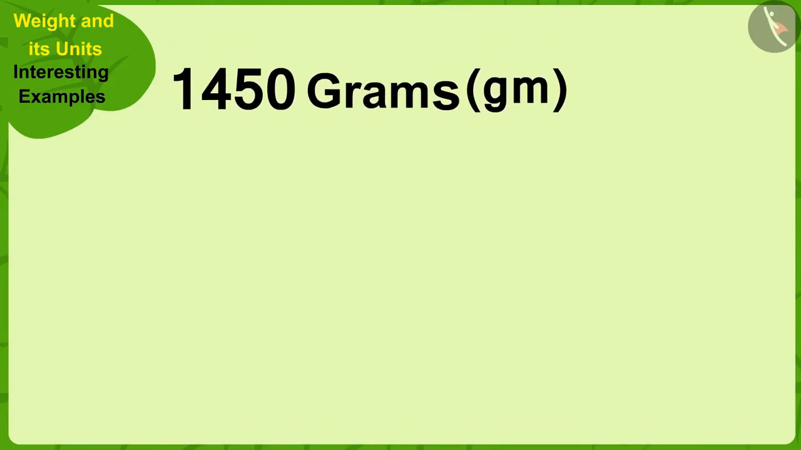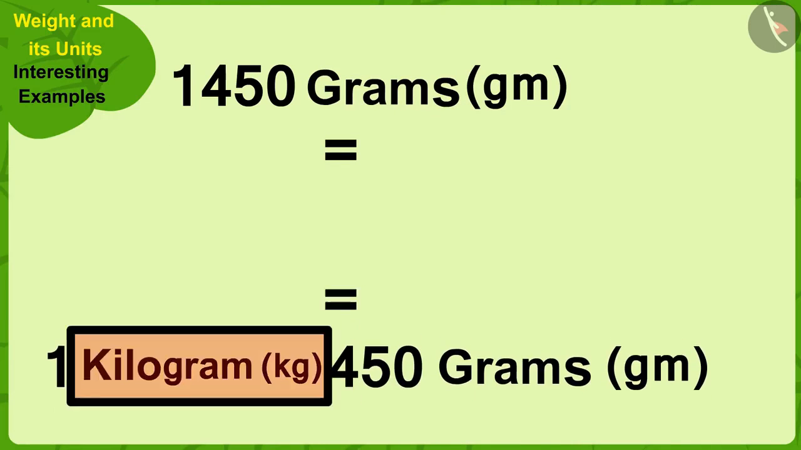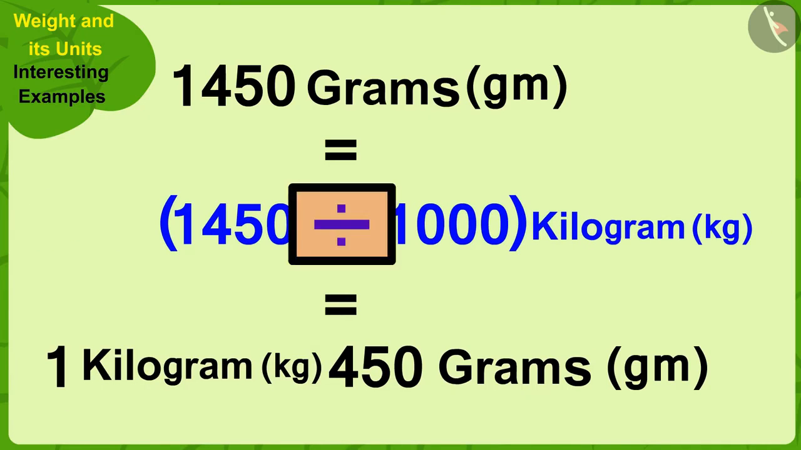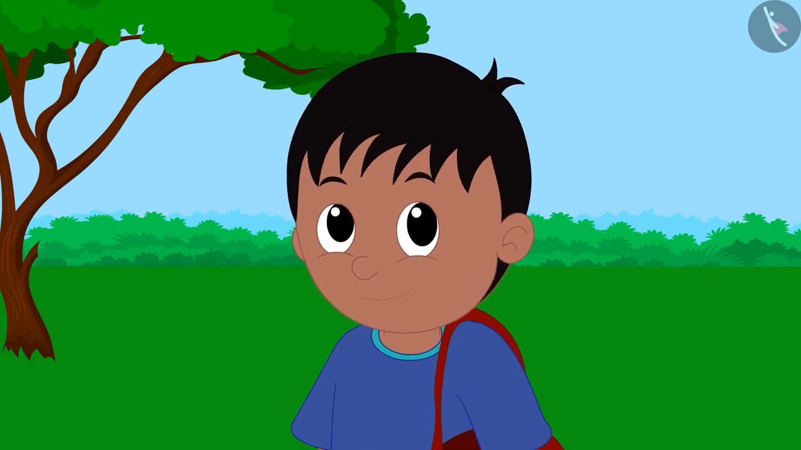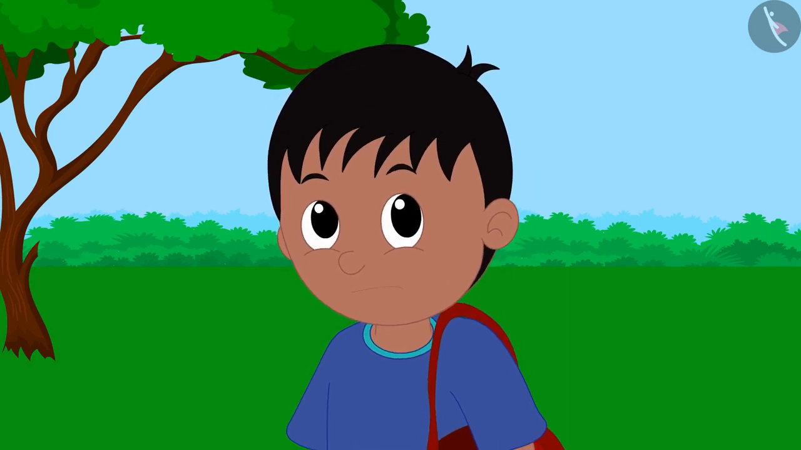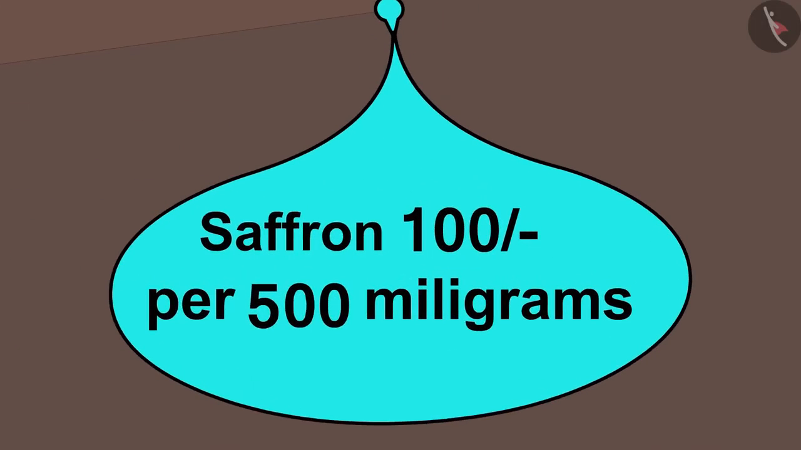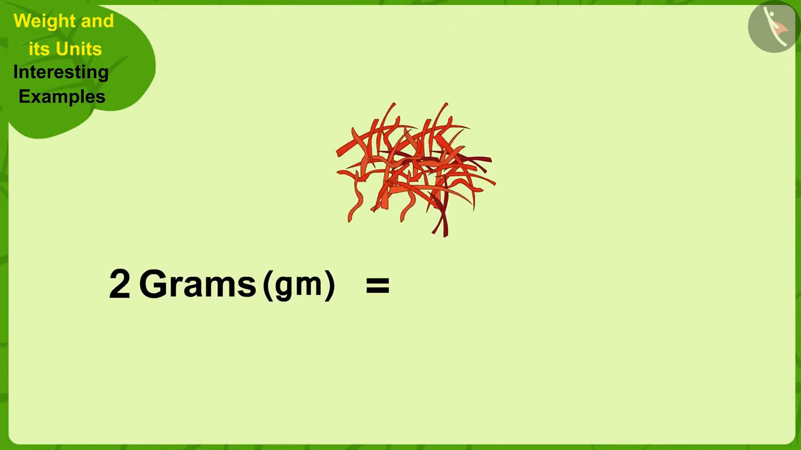Children, remember that whenever we have to express the number written in a small unit to a larger unit, we use the process of division. Okay, I have to buy 1 kilogram and 450 grams of paneer. Now, the cost of saffron is written in milligrams here. So, how many milligrams will be equal to 2 grams of saffron?